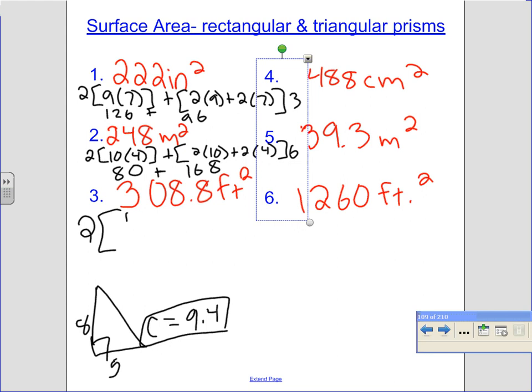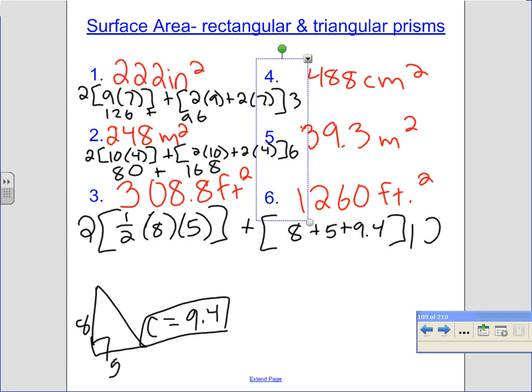2 times area of the base, we have 1/2 times 8 times 5. So that's area of the base, plus perimeter of the base, which is 8 plus 5 plus 9.4, times the height of the prism, which is 12. Everything I just wrote up there goes with number 3.